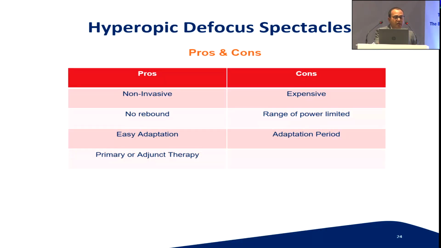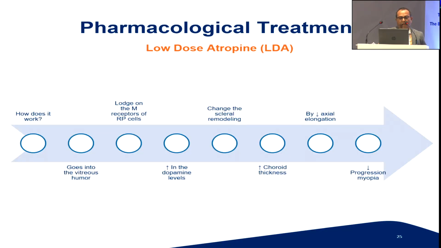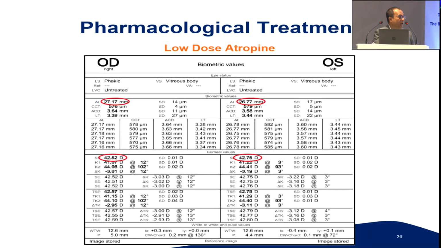One good thing with the hyperopic defocus lenses is that most studies till now haven't seen a rebound effect, but they are a bit expensive compared to the other modes of treatment. I won't go into the details of how it works, but look at this biometry, where axial elongation is the leading cause of myopia compared to the flat corneal curvature. In these cases, low dose atropine will work better compared to the other modalities.